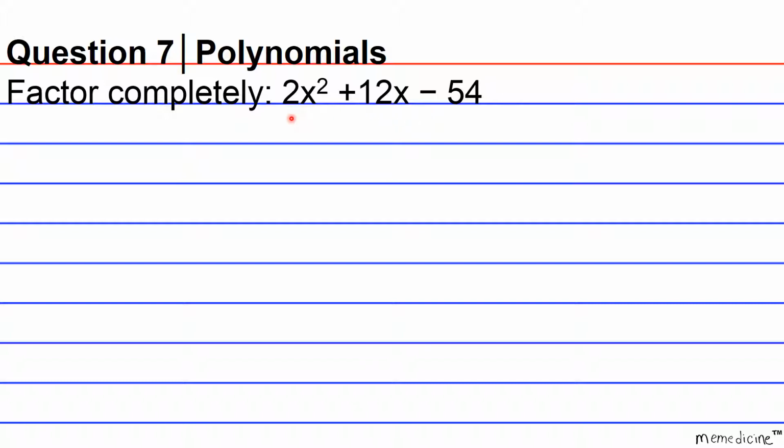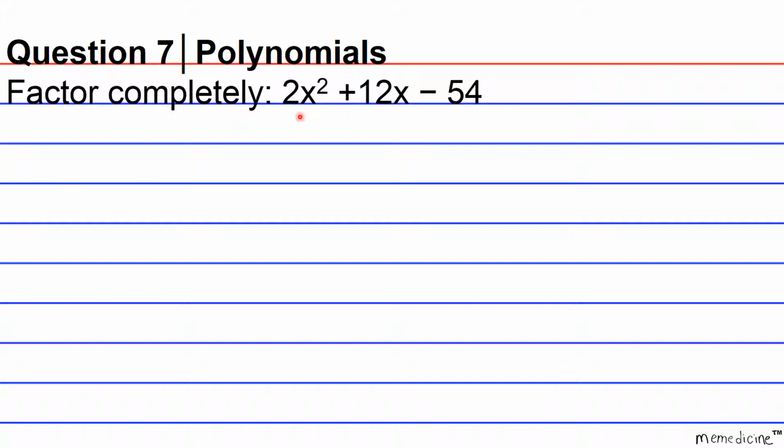A quick visual inspection of this trinomial reveals that there's a common factor of 2. So the GCF amongst each monomial term in this trinomial is going to be 2. And just in case you're wondering, what are you talking about?